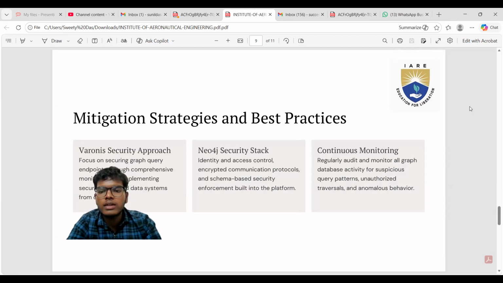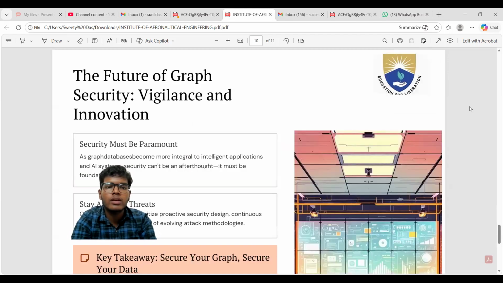Mitigation and best practices. Looking at industry leaders, the Veronese approach emphasizes securing query endpoints and monitoring AI systems from day one. Similarly, the Neo4j security stack offers built-in tools for encrypted communication and schema-based enforcement. But the most important thing is continuous monitoring. We have to be auditing for suspicious query patterns and analyzing query behavior 24 by 7.